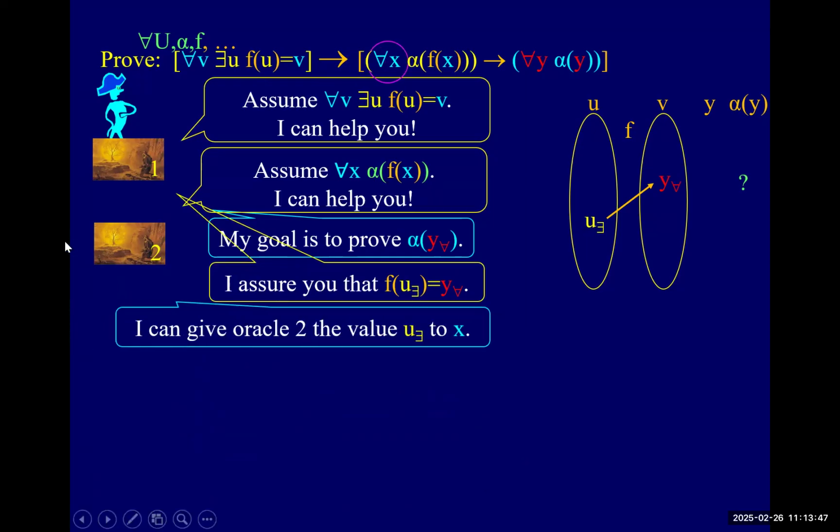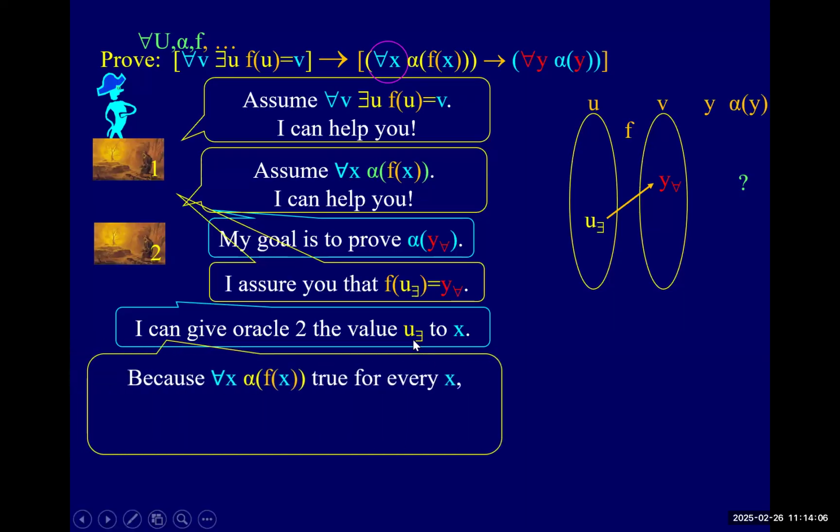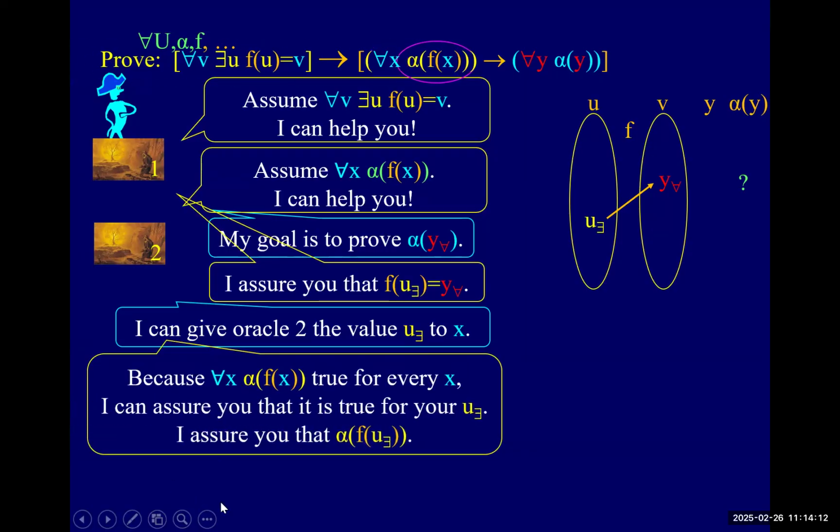Now I go to oracle 2, and oracle 2 is saying for every X. So now I give oracle 2 an X. What X do I give? I give U. I plug in U, and she assures me that it's true for my U. So she says alpha of F of U is true, right?